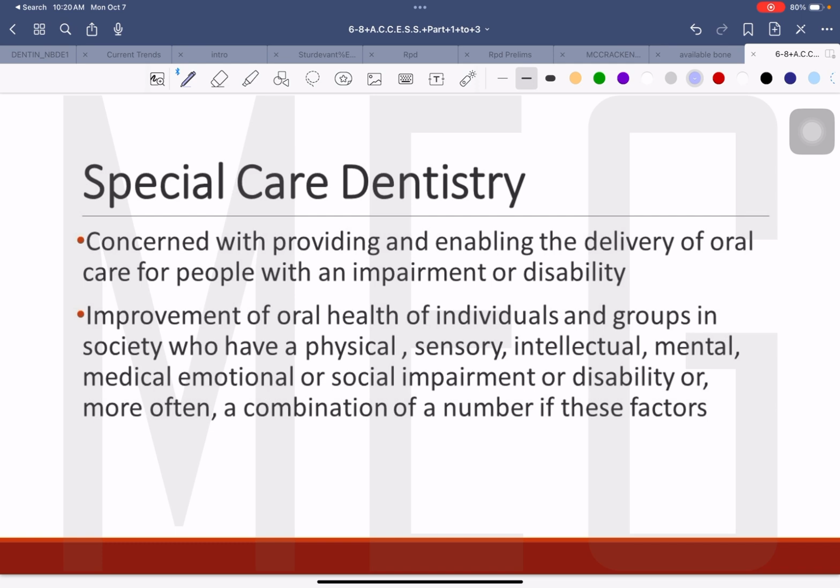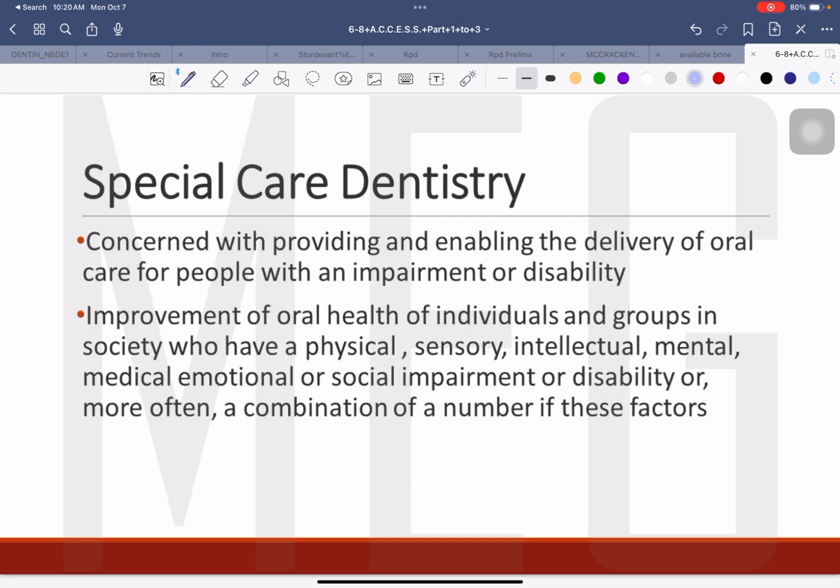This is according to the 2022 study of what special care dentistry is. So there are special care dentists that have graduated with the specialty title in the Philippines. If you will see, there are only 2 in the Philippines. It means that they have studied on how to properly manage patients with special needs.